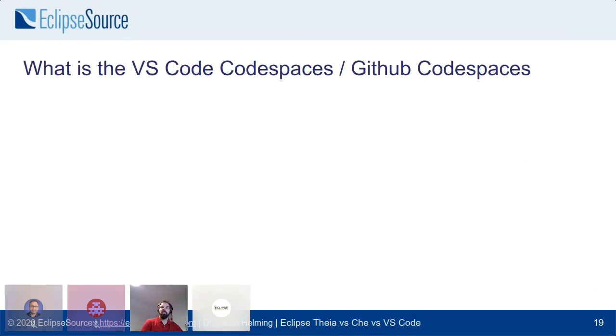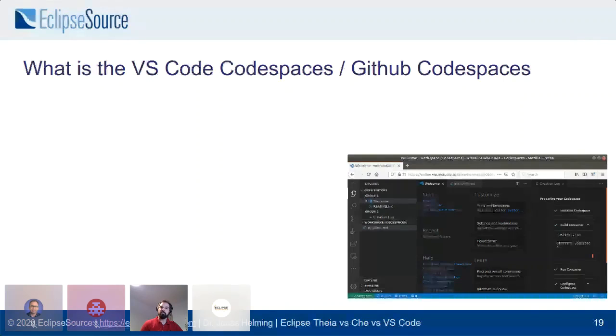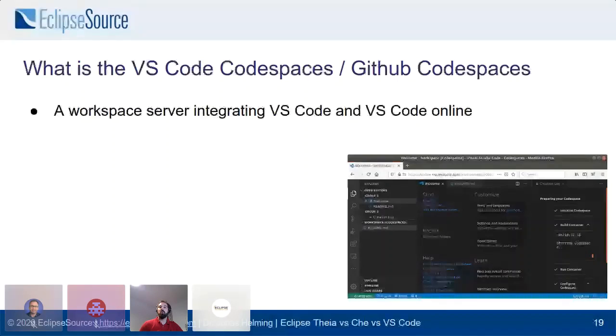Now, what is VS Code Codespaces or GitHub Codespaces? It is a workspace server integrating with VS Code and VS Code Online. Online is, I think, clear. So if you start a GitHub Codespace, you directly get a browser-based IDE. But you also can connect your desktop tool to this online workspace, which kind of visualizes your development environments. You can also connect a desktop tool to a remotely running workspace.